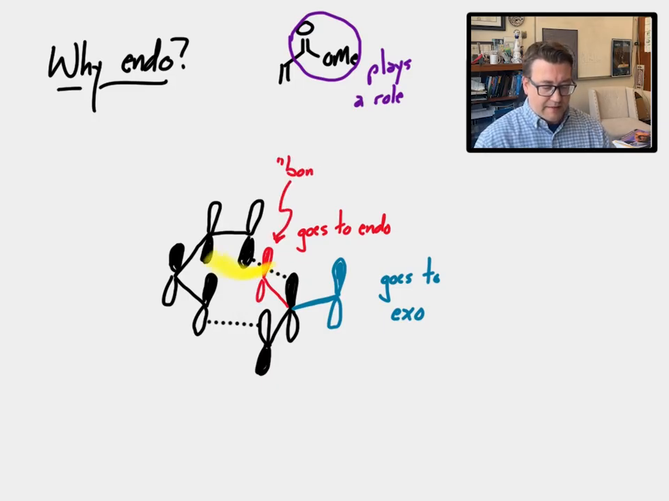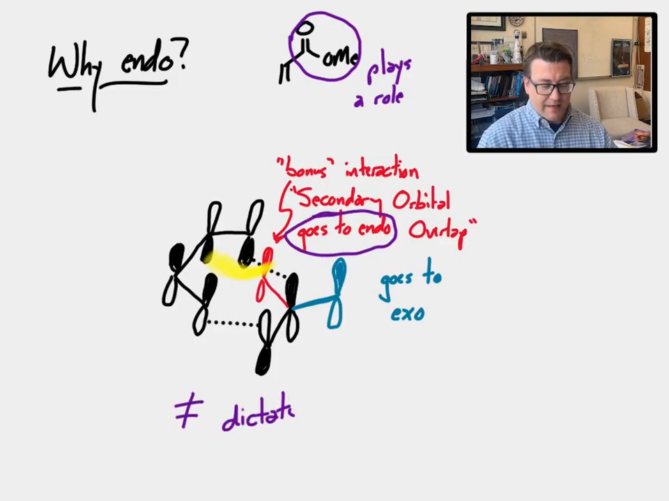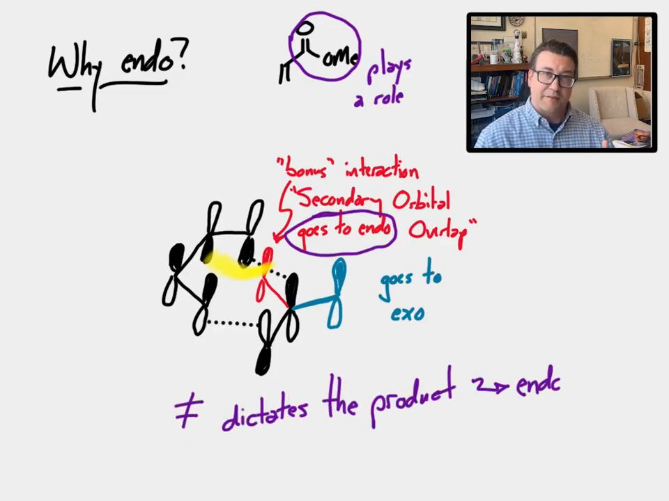Notice that when it's on this side with the endo product, this gives us what I refer to as a bonus interaction. It's also referred to as a secondary orbital interaction. And this secondary orbital interaction is going to stabilize a little bit. Because it stabilizes the transition state, that transition state now dictates the product, the major product of this, again being the endo product for the Diels Alder reaction.